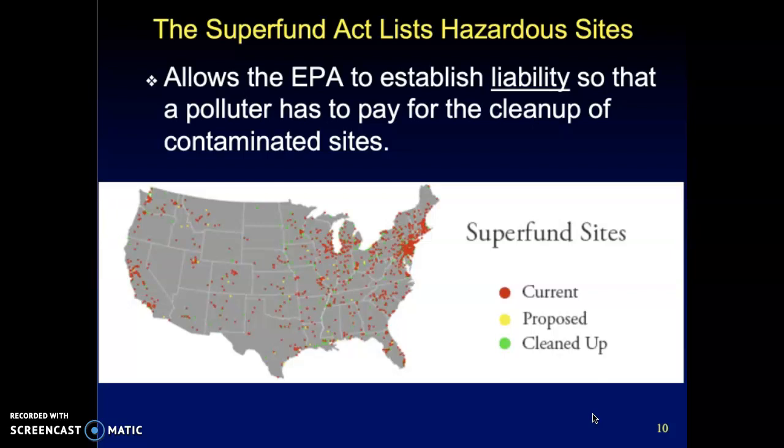The map that I have here, all those little red dots are current Superfund sites, sites that are listed containing hazardous waste. There's a bunch of proposed sites. Where can we store this stuff? And then there's a bunch of sites that have been cleaned up. Unfortunately, not as many green as red, but take a look at the little green dots. Those are sites that have been cleaned up.